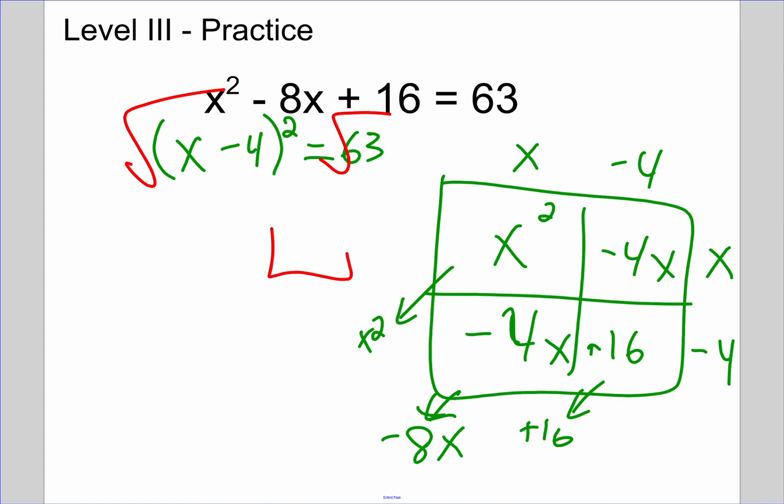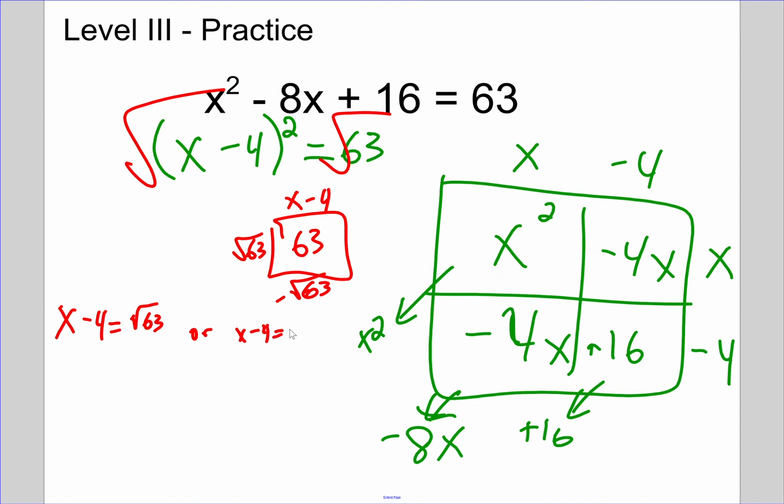We can think about that square, the area model, with side length of x minus 4, and then we have side lengths that are equal to the square root of 63 and the negative square root of 63, giving us two equations. x minus 4 equals the square root of 63, or x minus 4 equals negative square root of 63. When we add 4 to both sides in each case, we have x equals 4 plus the square root of 63, or x equals 4 minus the square root of 63.